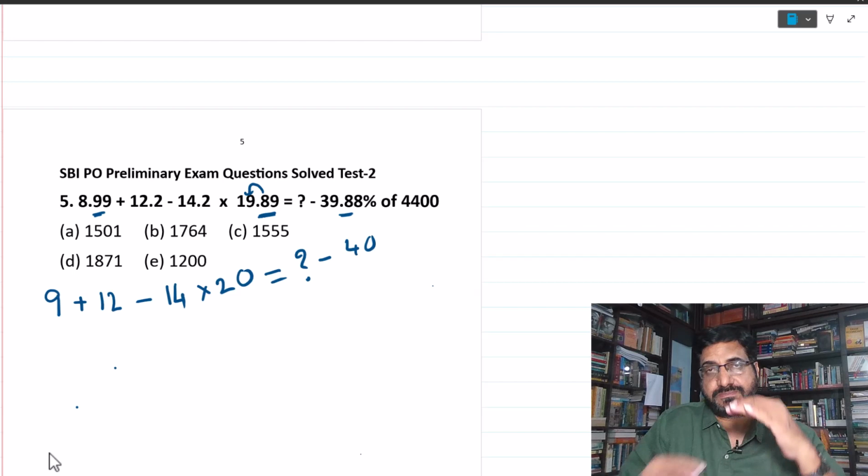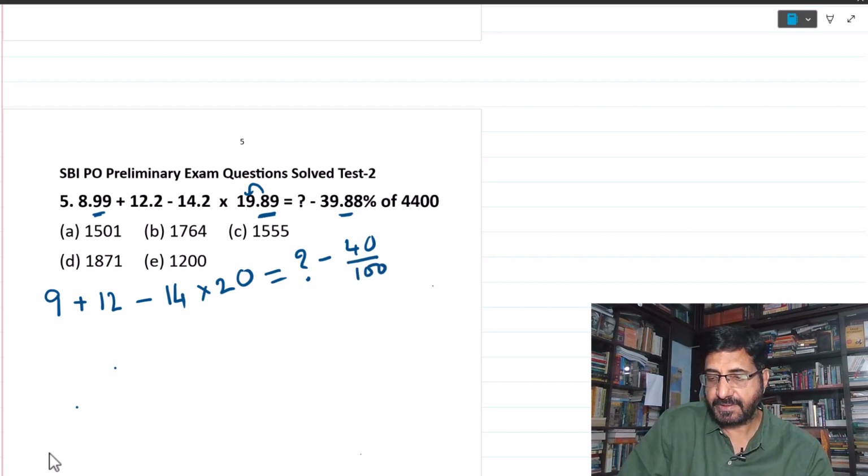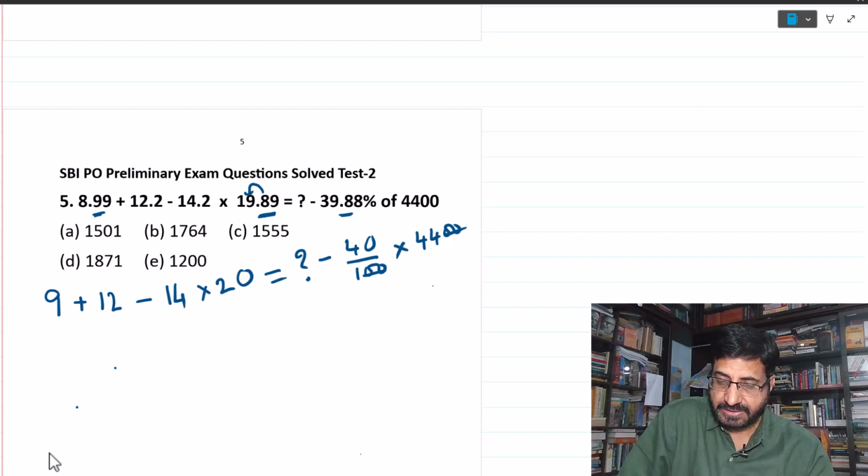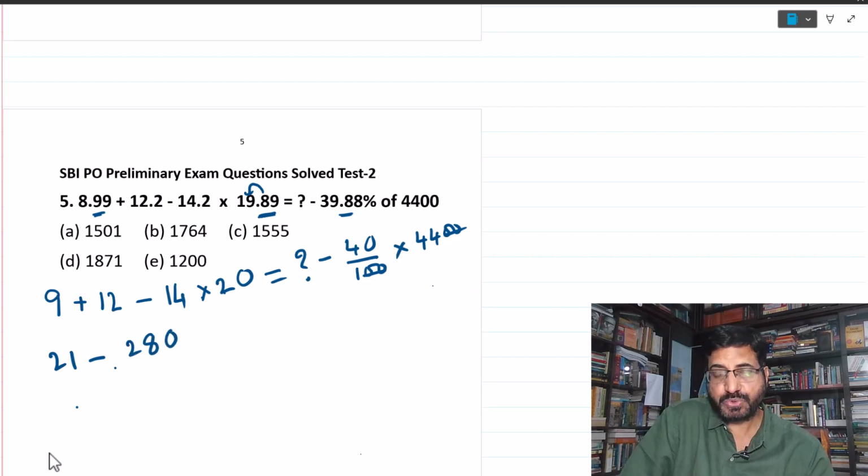Percent means what? Denominator you have to write 100. Half into 4400. So if possible, do simplification here only. This 200s you can cancel. Next, apply BODMAS. The into is there. This is 21. Minus 14 into 20. That will be 14 2s are 28. So it will become 280.